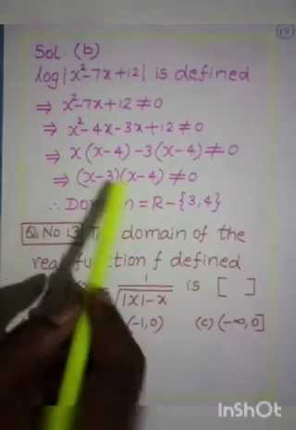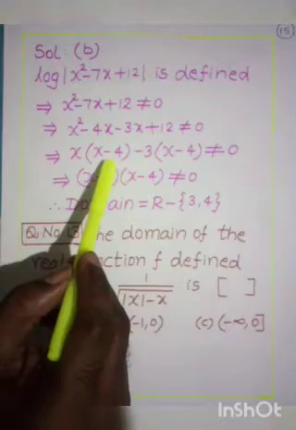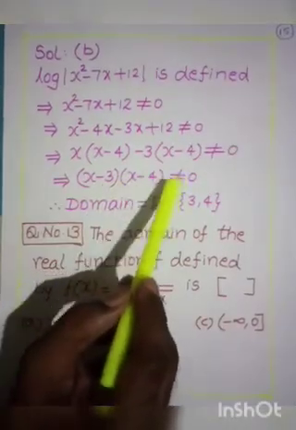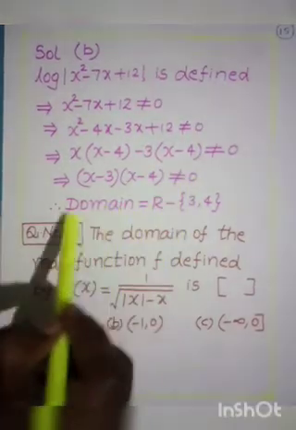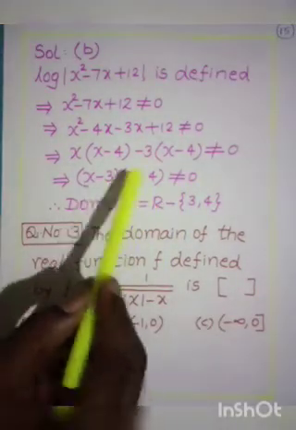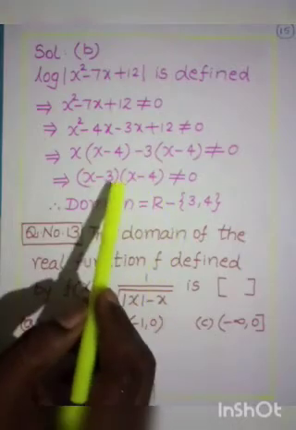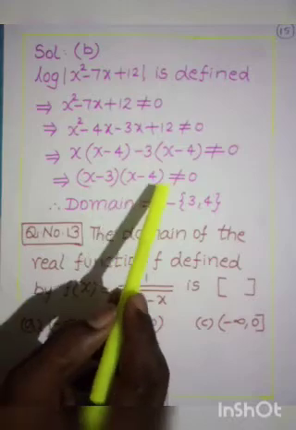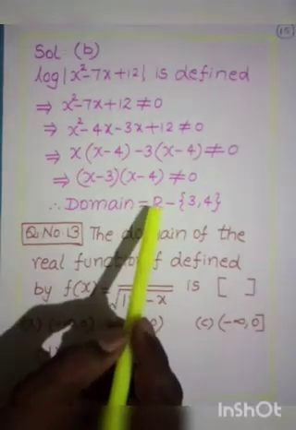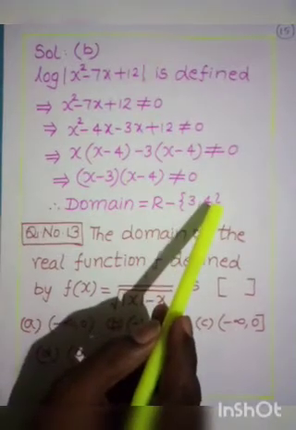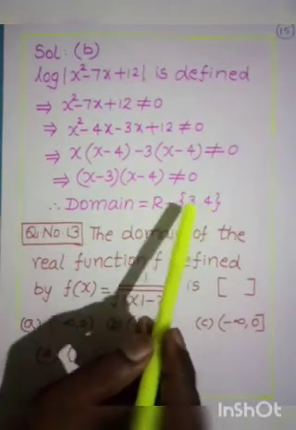This implies, again by taking the common factor x minus 4, we get (x minus 3)(x minus 4) is not equal to 0. So finally, the domain should not include 3 and 4. Therefore, the domain is equal to R minus the set {3, 4}. Understood, my dear children?